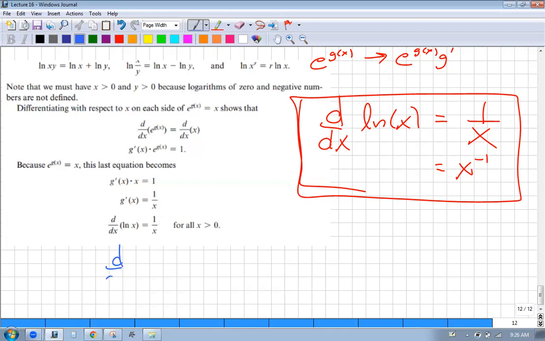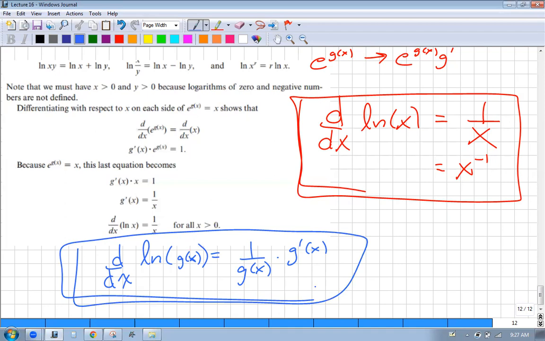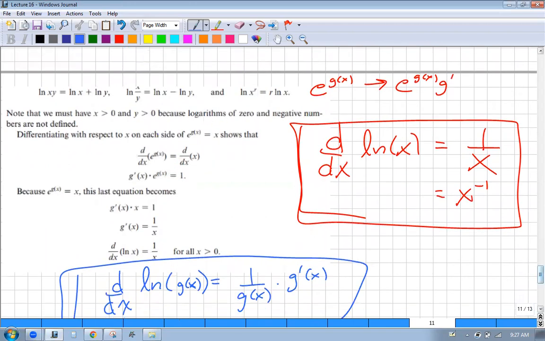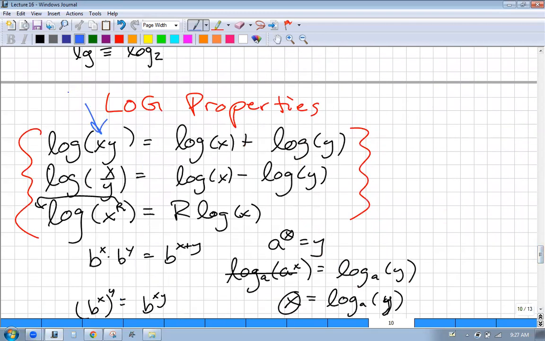So if you have the derivative of natural log of stuff, you're going to get 1 over the stuff times the derivative of the stuff, just like the derivative of e to the stuff was e to the stuff times the derivative of the stuff. Since the derivative of natural log is 1 over the stuff, if the stuff is more than just x, you have to multiply by the derivative of the stuff. So that's it with the chain rule. Oh, the other thing about logs is the stuff that you plug in has to be positive. Logs can't deal with negative numbers.